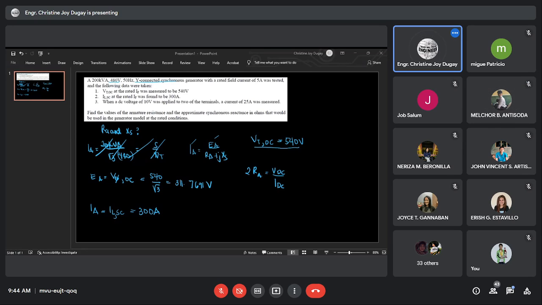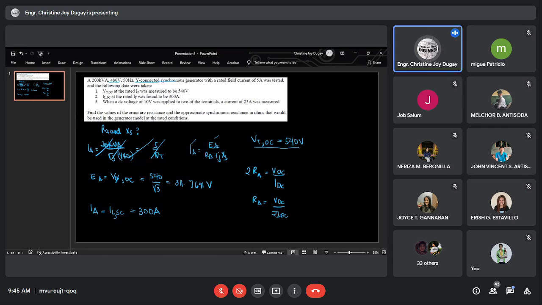Kaya 2, twice of RA. Kasi dalawa yung dadaanan niya eh. DC siya, so dadaan siya sa dalawang windings niya. So that is twice of RA, which is equal to VDC at saka si IDC. So if we're going to evaluate this further, no? So ang RA po natin, that is equal to VDC over twice ni IDC.